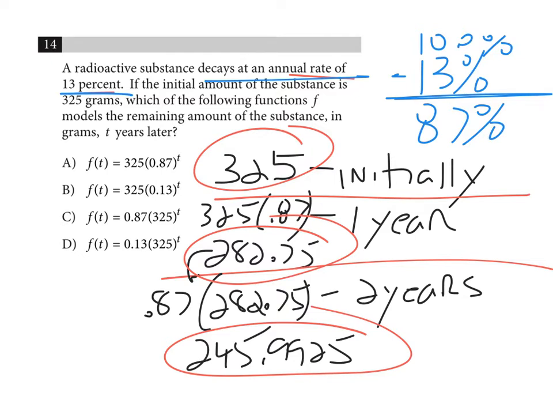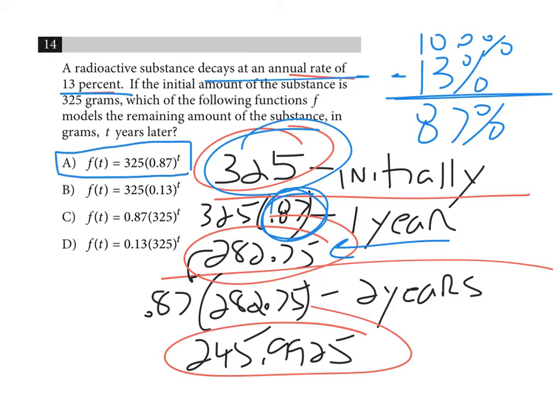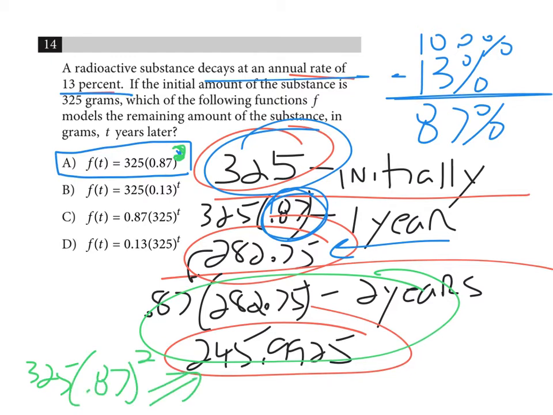Well, you're starting off with 325, and we multiplied it by 0.87 to get how many grams it weighs after 1 year. So we're taking 325 and multiplying it by 0.87 to the first power for the first year. After the second year, we're taking this 325 and multiplying it by 0.87 to the second power. Do 325 times 0.87 to the second power on your calculator, and you'll get that 245.9925 value. So that's why here the answer is letter A.